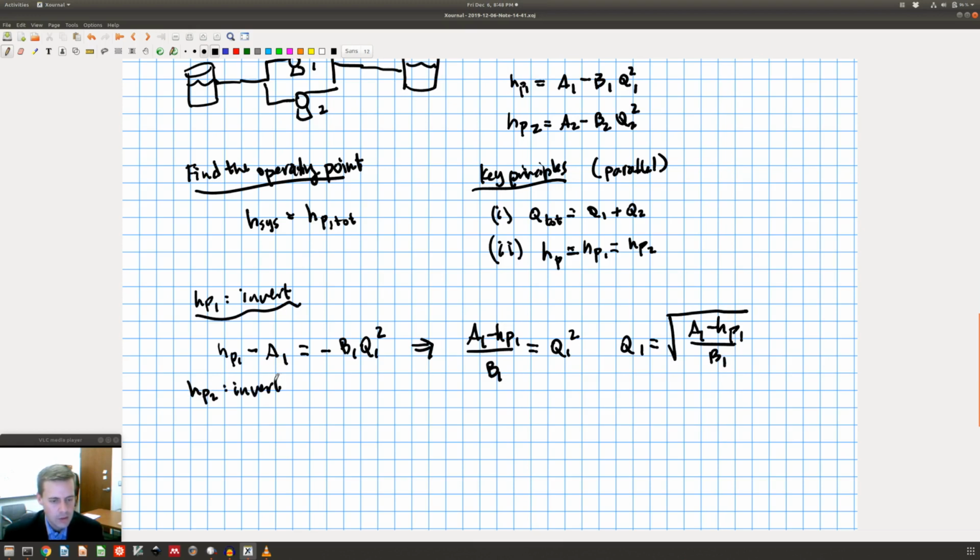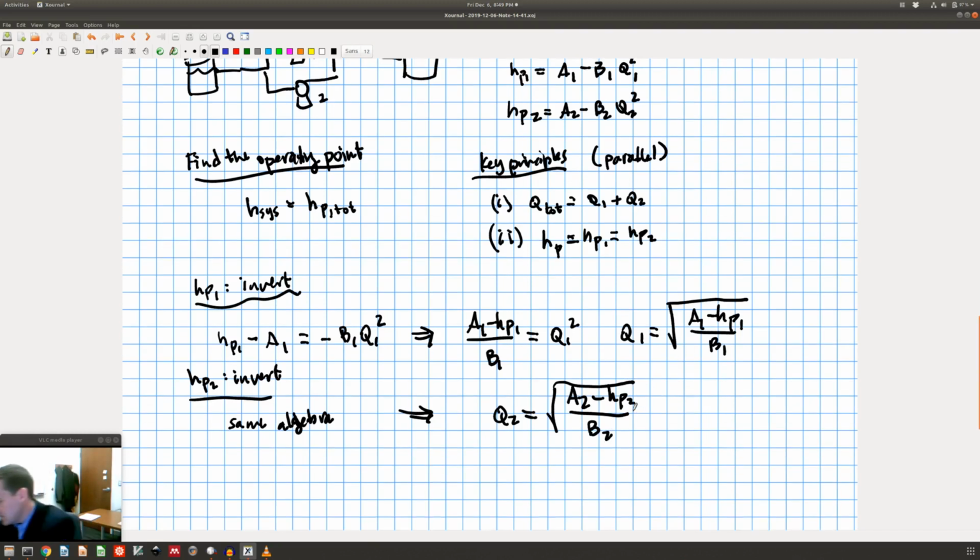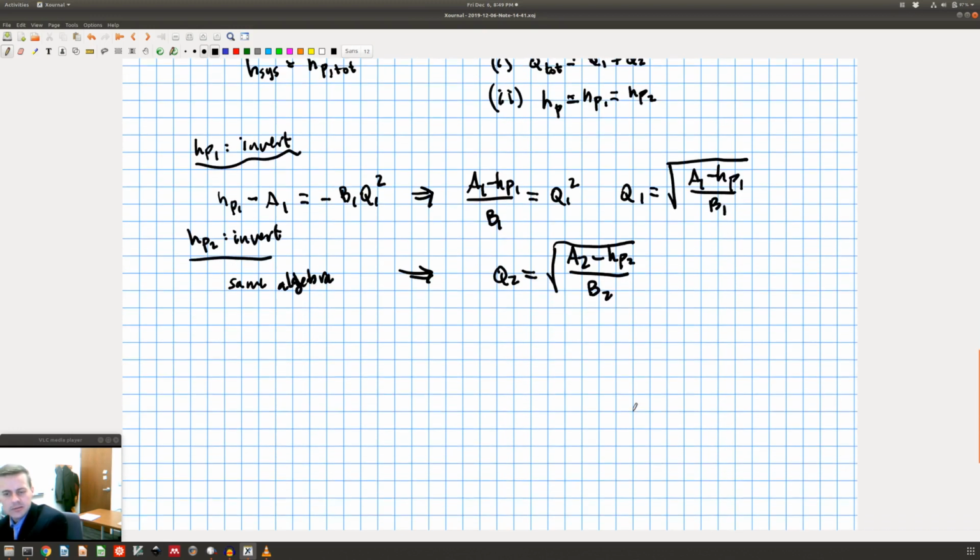I can invert that one. Okay, and I'm going to have something very similar. It's the same algebra. So what I'm going to get there, I'm just going to write "same algebra." And that's going to give me that Q2 is equal to the root of (A2 minus HP2) divided by B2. Okay, but I know that HP1 has to equal HP2, so that's just HP.